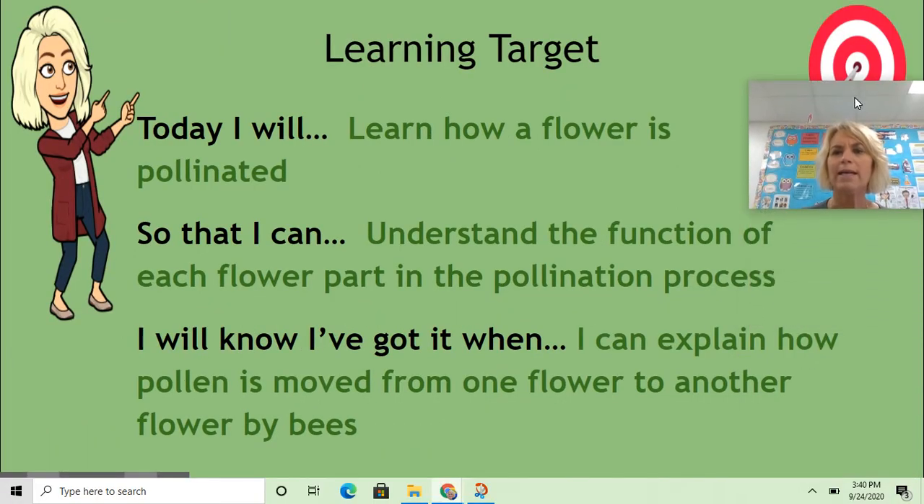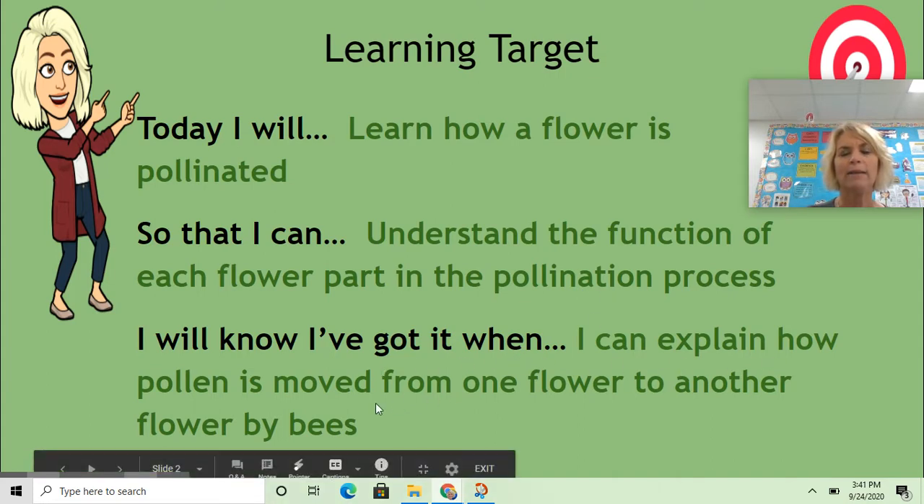So today, we are going to be learning how a flower is pollinated so that I can understand the function. Remember, the word function is just job. So that I can understand the job of each flower part in the pollination process. I will know I've got it when I can explain how pollen is moved from one flower to another flower by bees.